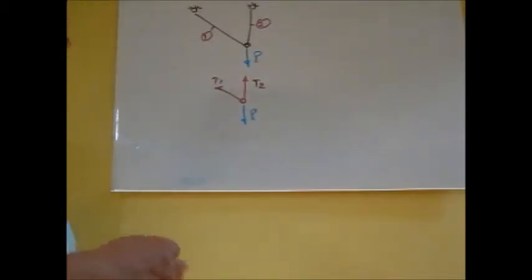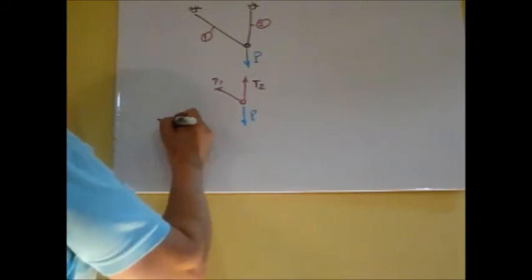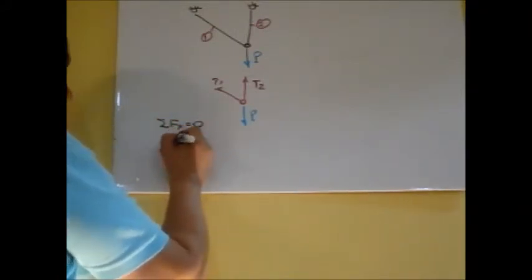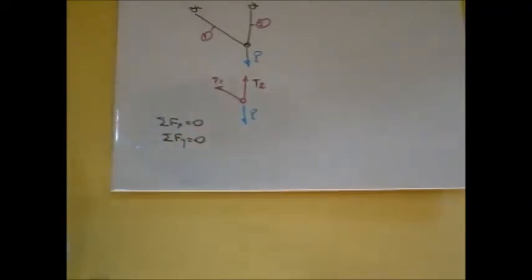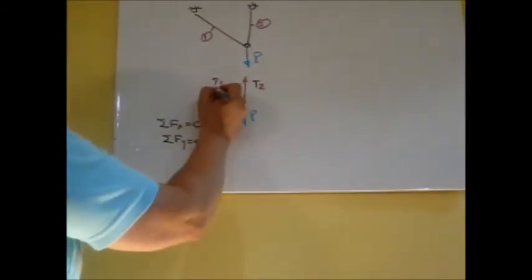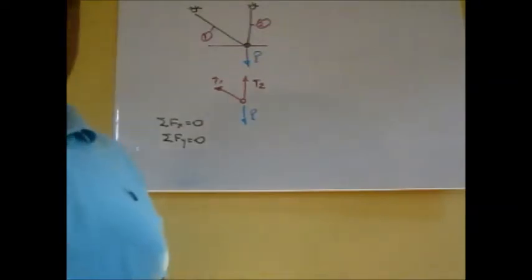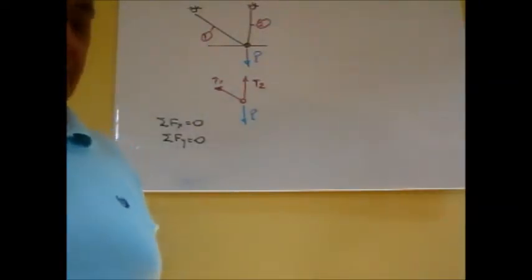In this case, the equations that I have to write are: sum of the projection of the forces on the axis X equals 0, and sum of the projection of the forces on the axis Y equals 0. From this you find the two unknowns T1 and T2. Of course, those angles should be known, because the geometry of the problem is always given.